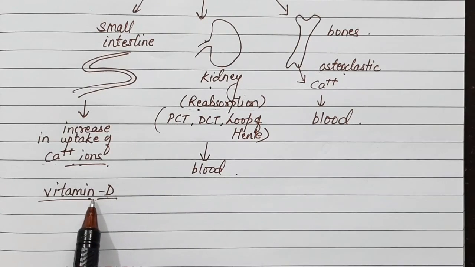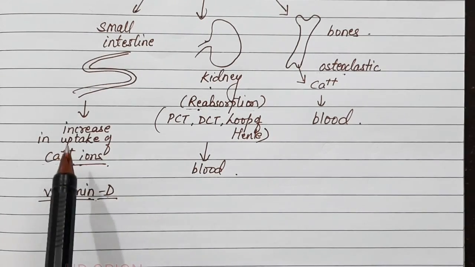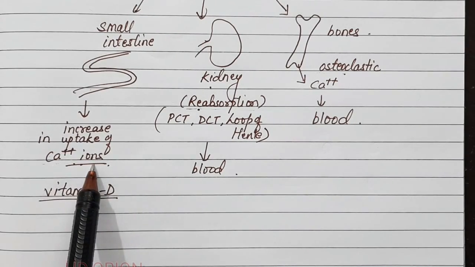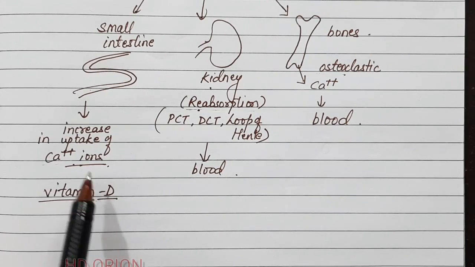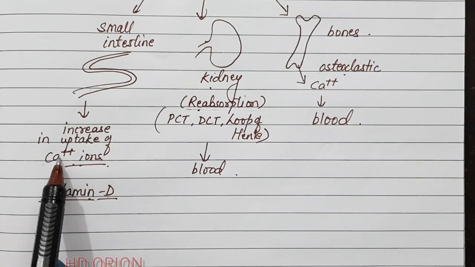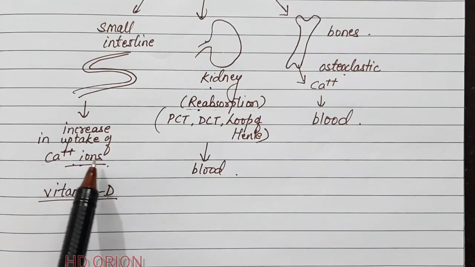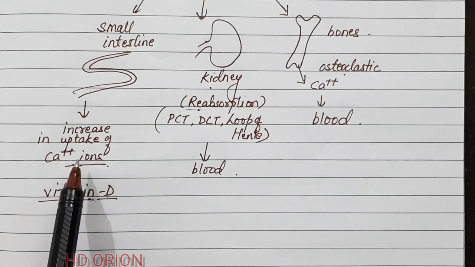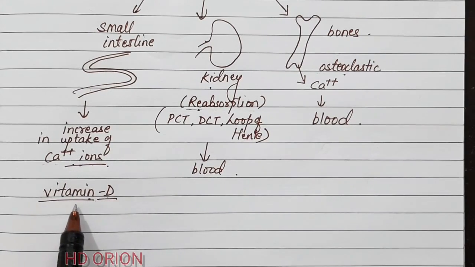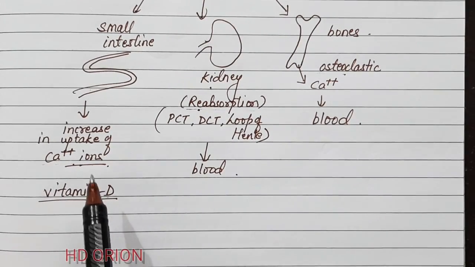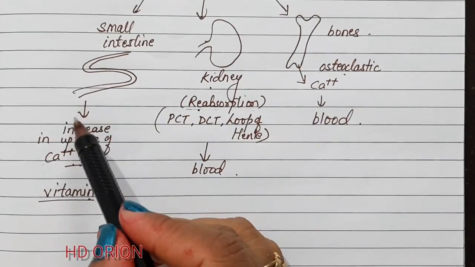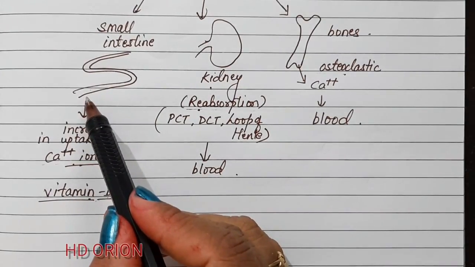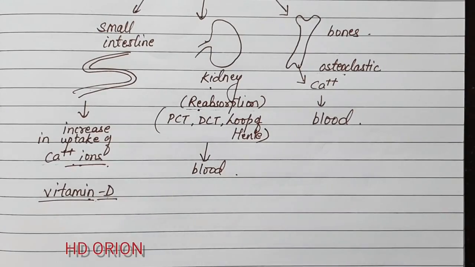And as soon as the vitamin D is synthesized, the increase in the uptake of calcium ions takes place. So the presence of vitamin D is necessary, and if there is no vitamin D, the calcium ions will be lost. Even if you are eating a lot of things which are rich in calcium, it will not be absorbed. So the presence of vitamin D is necessary, and this vitamin D will help in the uptake of calcium ions. So this is how we see that the increase in calcium ions takes place in the blood.